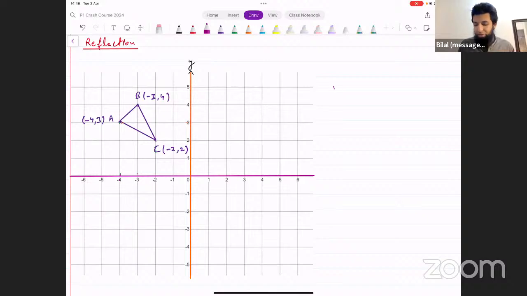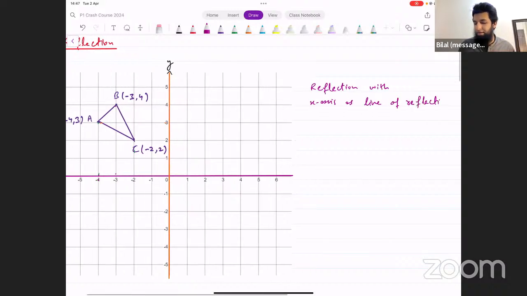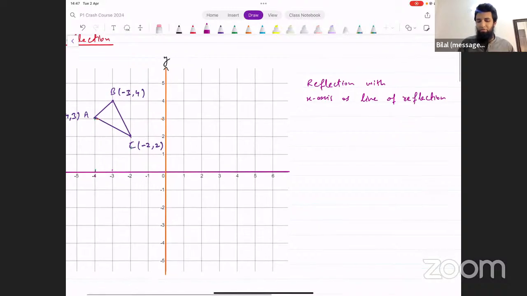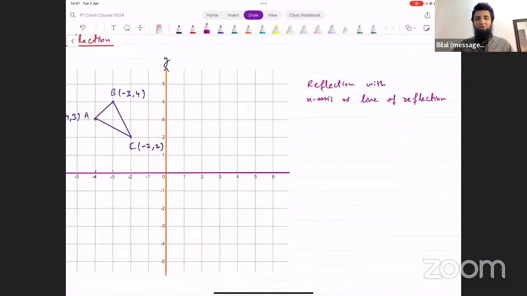So first of all, one type of reflection that we could have could be reflection with x-axis as the line of reflection. Reflection with x-axis as the line of reflection. Or you could say it's reflection in x-axis. That's also okay. So another way to say the same thing could be reflection in x-axis. But now the preposition here is really important. You can't say reflection with x-axis or along x-axis, right? Or on x-axis. All of them are not going to be acceptable.